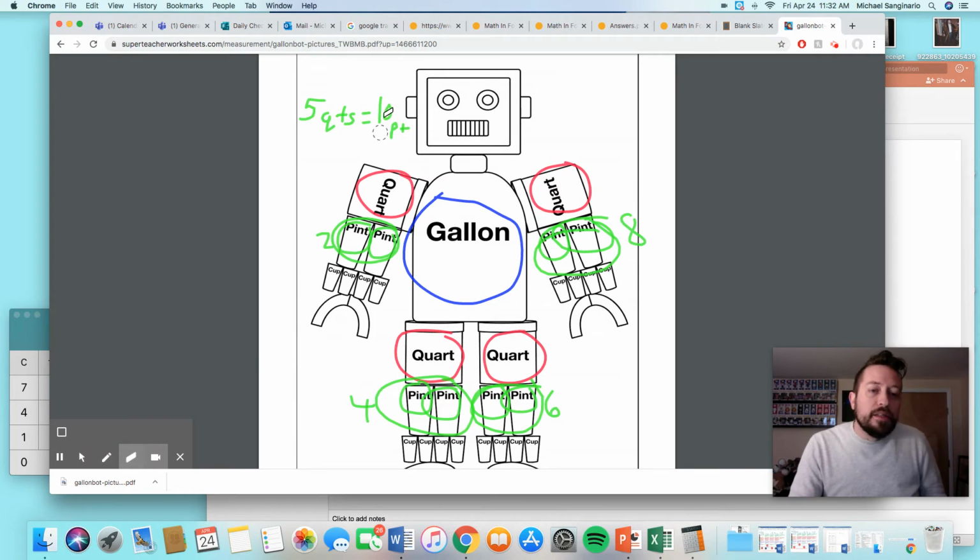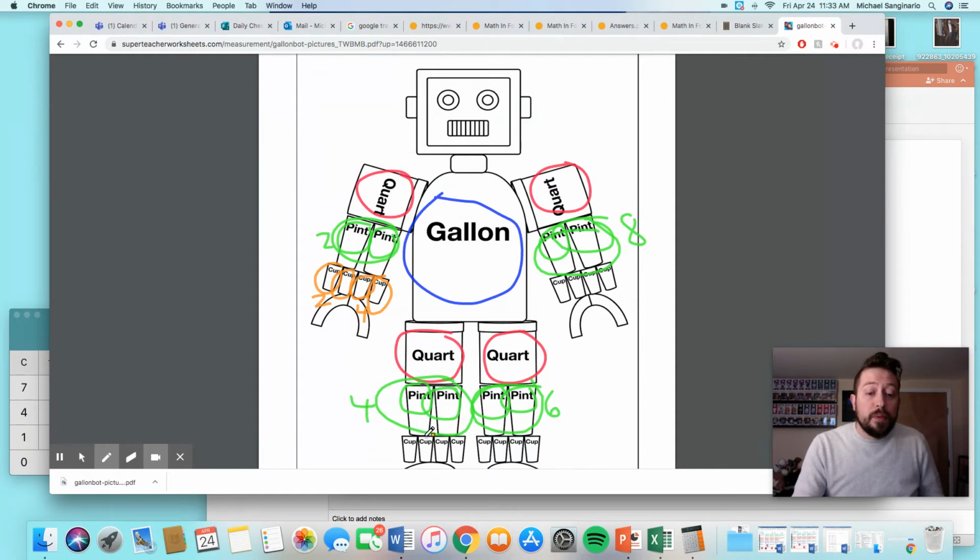Now, we've got to go even smaller, okay? So now we're going to talk about cups, all right? In every pint, there are 2 cups, okay? Here's 1 pint. Here are 2 cups. Okay, so 2. Here's 2 more. That's 2 pints. That would be 4 cups.